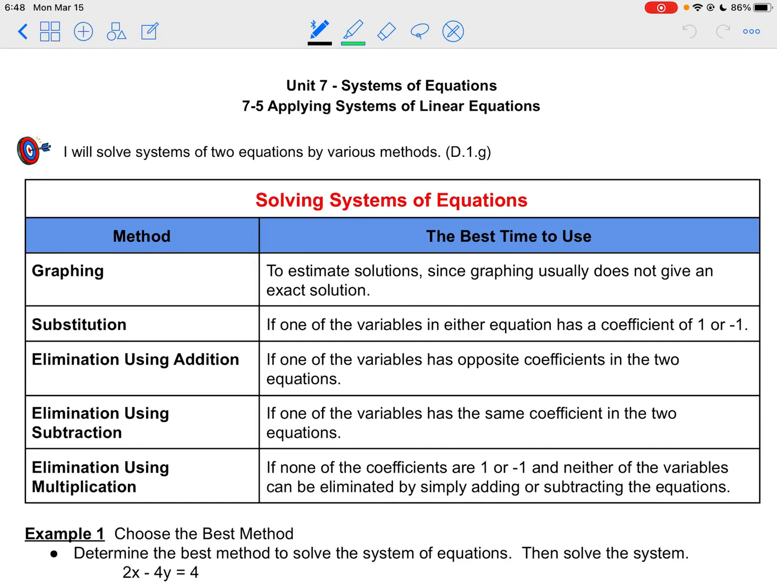In this lesson, we're going to look at the different ways of solving systems of equations and when the best time to use those are. So the first way that we learn to solve a system is by graphing, and the best time to use graphing is to estimate solutions.